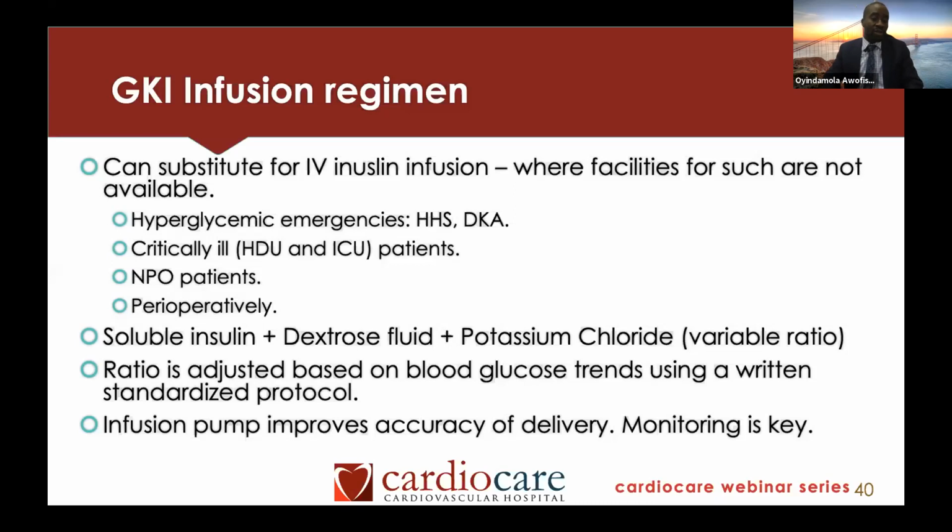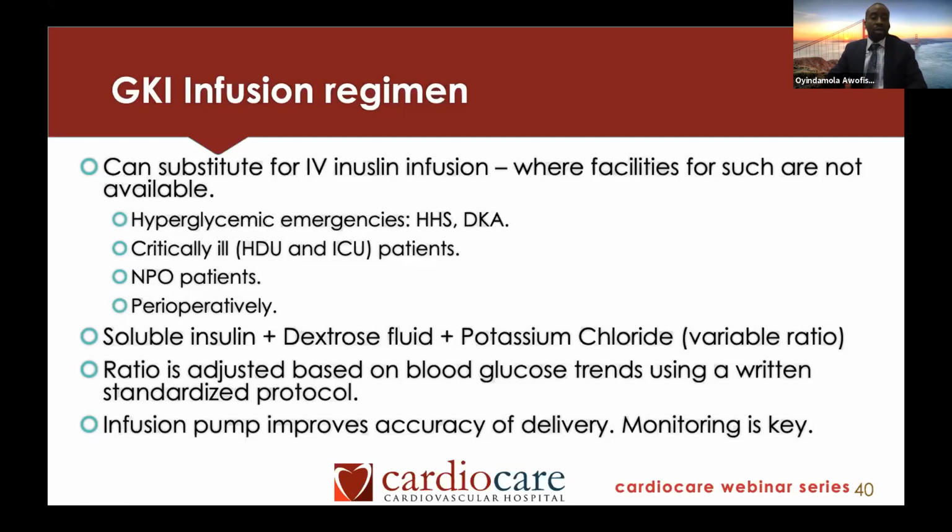Okay, and usually we constitute the GKI by mixing dextrose infusion, either dextrose saline or dextrose water, with soluble insulin and potassium chloride. The ratio is variable. It can be 5-5-5, 5-5-10, or 5-10, depending on the blood glucose level and the potassium concentration. The ratio is adjusted based on the blood glucose trend using a written and standardized protocol. I think I will still try to share part of the protocol we use in Cardiocare for this.